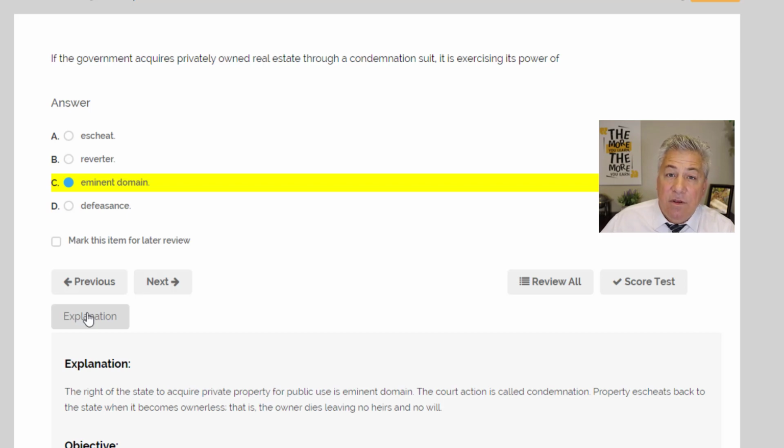So look for this in a test question regarding eminent domain. If you see the word condemnation, if you see the word process, what is the process the government uses to acquire privately owned property? If you see that in the question, the process, the answer is condemnation. That's the court action the government uses to acquire privately owned property. So the process is condemnation. Important to know that, but we don't see that here. If the government acquires privately owned real estate through a condemnation suit, in this case, it's exercising its power of eminent domain.